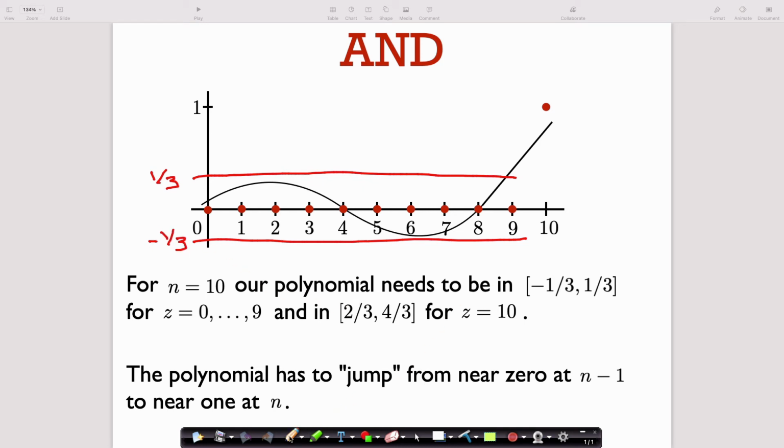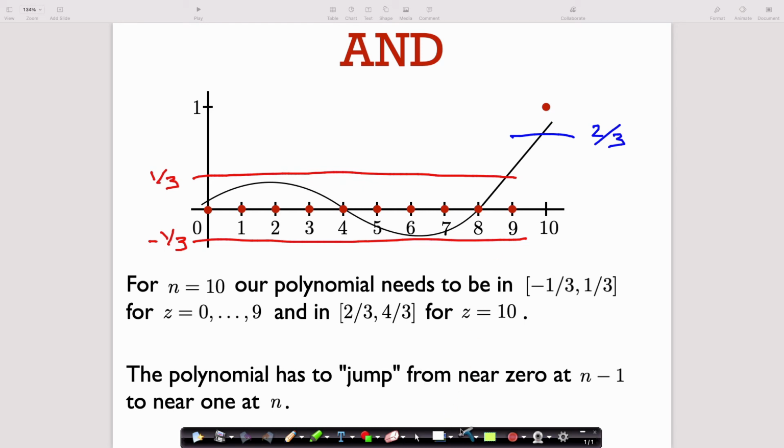On the other hand, on input 10, it has to jump out of this window, and it has to be at least 2/3. And there's a nice theorem that tells us that this is actually hard for a low degree polynomial to do. It's hard for a low degree polynomial to be bounded in this big region, at least on integer points, and then quickly jump to a larger value here.